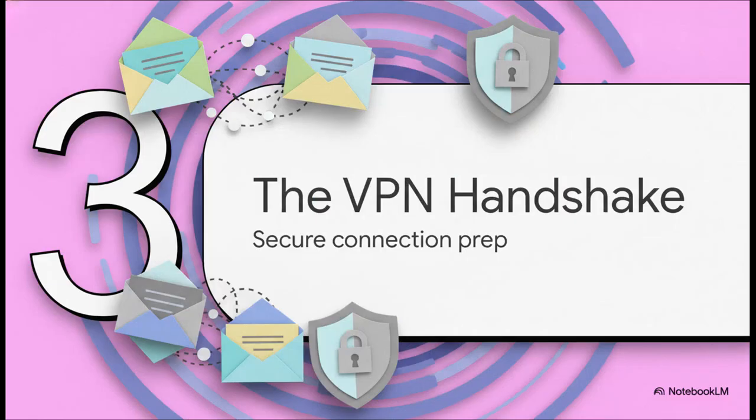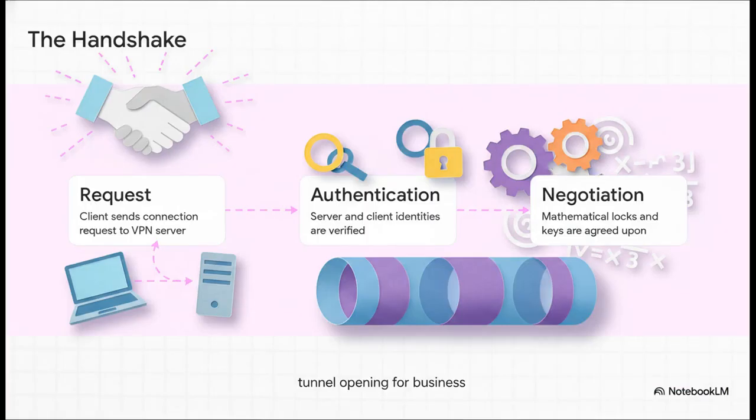Up next, Section 3, the VPN handshake, preparing the secure connection. Let's see how this builds, right? This is the crucial preparation phase before any actual data is sent. Step 1. When you click that Connect button, your client sends a connection request to the VPN server. Step 2 is authentication. Basically, they verify each other's identities so your device knows it's talking to a legit server, not some imposter. And Step 3 is the security negotiation.